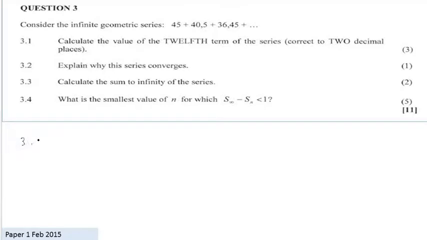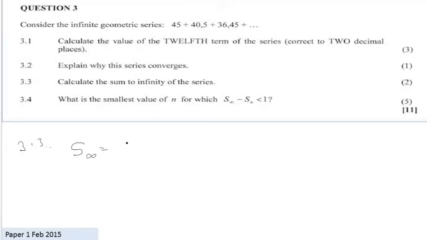Question 3.3. Calculate the sum to infinity of the series. If the series converges, it means the common ratio is between -1 and 1. Then the sum of all the terms from 1 to infinity can be calculated. So we can use this relation to calculate the sum of all the terms up to infinity.